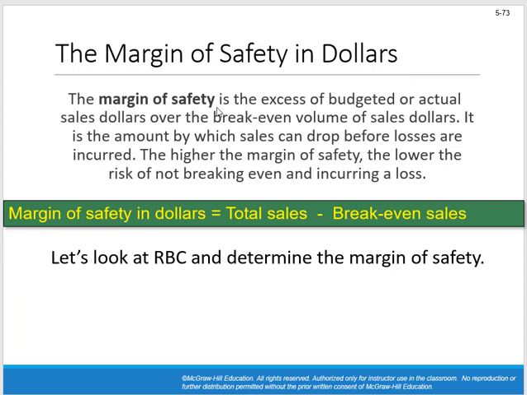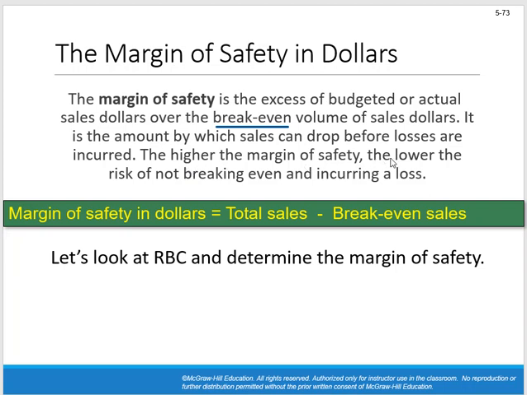What this is, the margin of safety is the excess of budgeted or actual sales dollars over break even. So we're comparing either our budget or even our actual sales dollars to our break even point. We're just looking at how much did we exceed break even. So again, margin of safety, the concept is by how much did we exceed break even. Another way to look at it is the amount by which sales could drop before losses are incurred. So in order to stay safe, it's the amount by which sales could drop before losses are incurred. So that's what's keeping us safe, is that margin of safety.